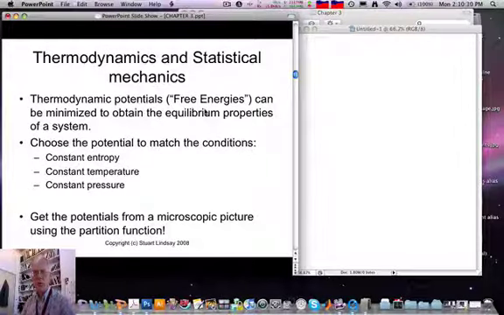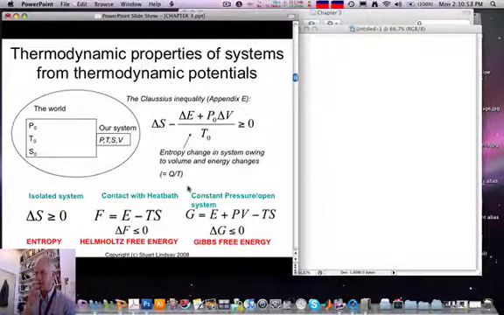We turn now to the thermodynamic potentials from which all the equilibrium properties of a system can be derived, and in particular the definition of these thermodynamic potentials in terms of partition functions. We see that there are different potentials for different circumstances: constant entropy, constant temperature, constant pressure. So now let's move to a rather general discussion of types of thermodynamic potential.